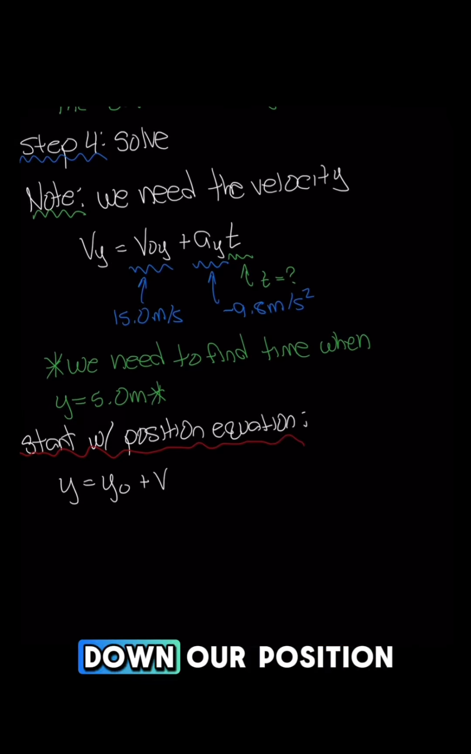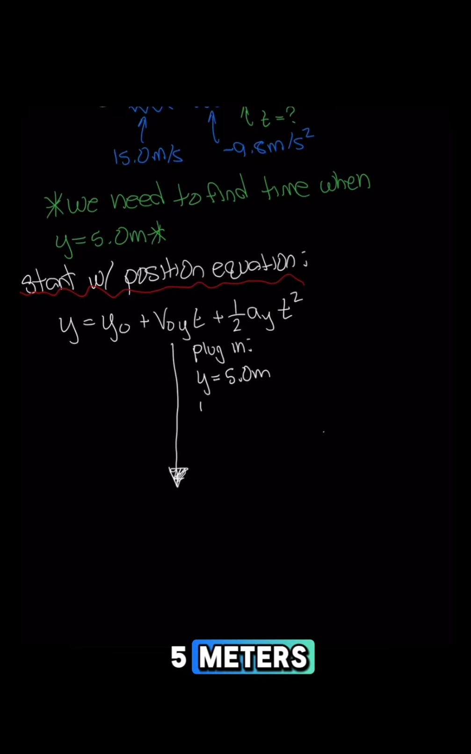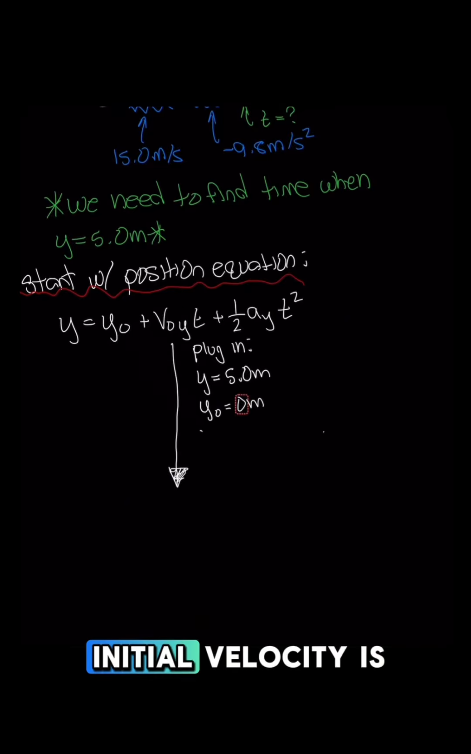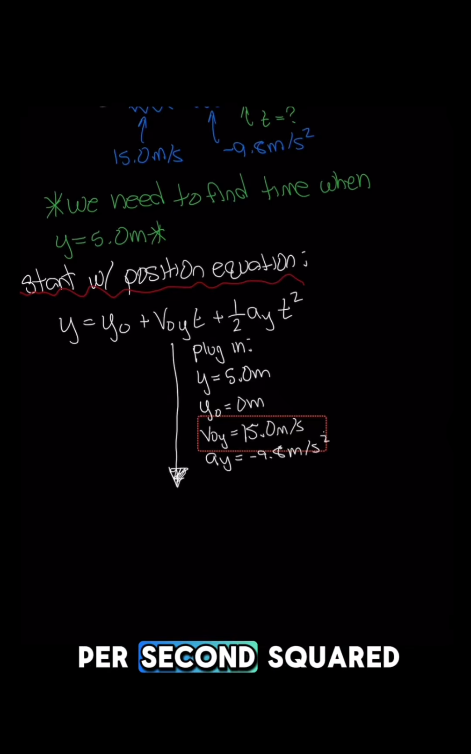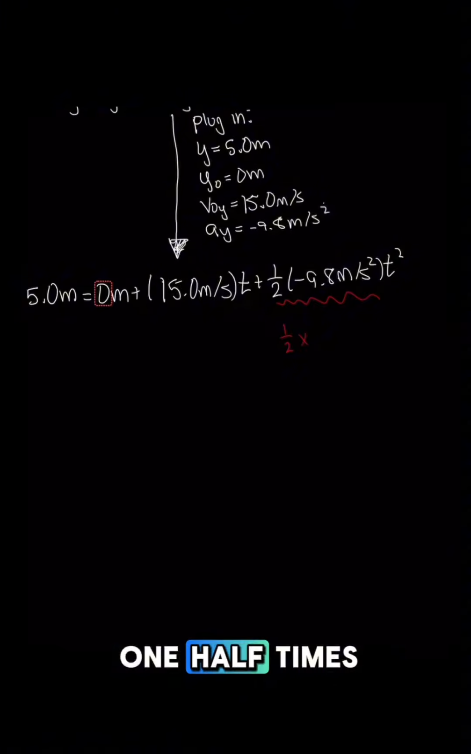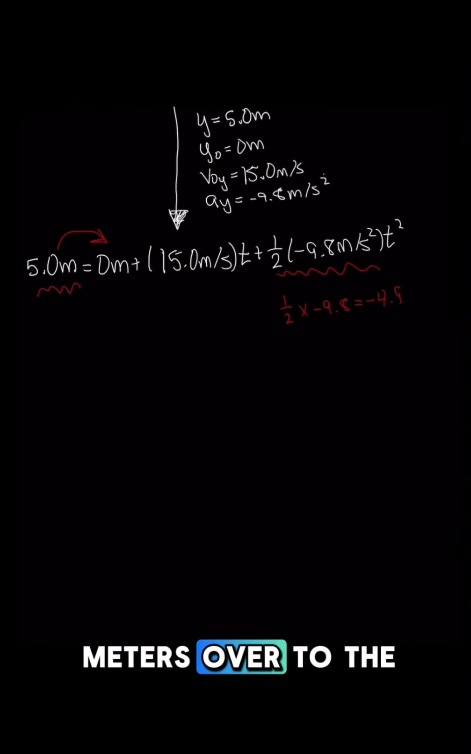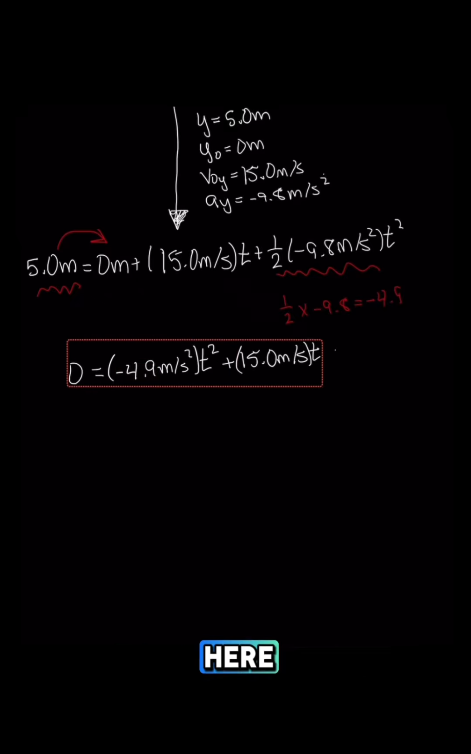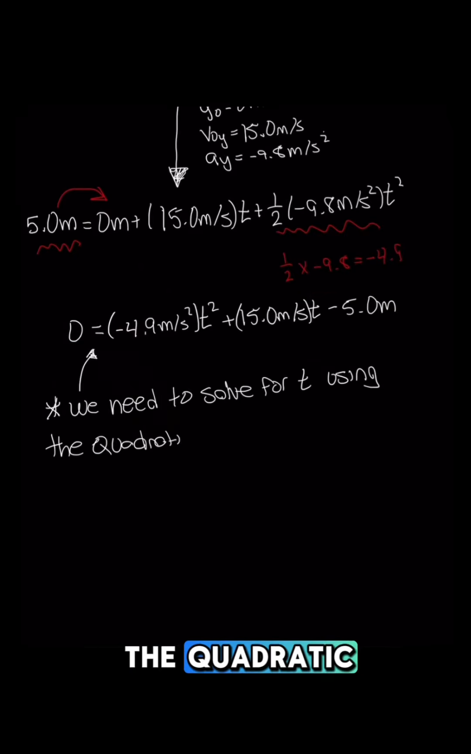So if we start by writing down the position equation, then plug in the values we already know, which is y equals 5 meters, y initial is 0 meters, initial velocity is 15 meters per second, and then acceleration is negative 9.8 meters per second squared, we get this expression here. Then if we do this multiplication, 1/2 times negative 9.8 is negative 4.9, and then we can also bring the 5 meters over to the other side, and we get this expression here. Since there's a t squared and a t term, we're going to need the quadratic formula to solve.